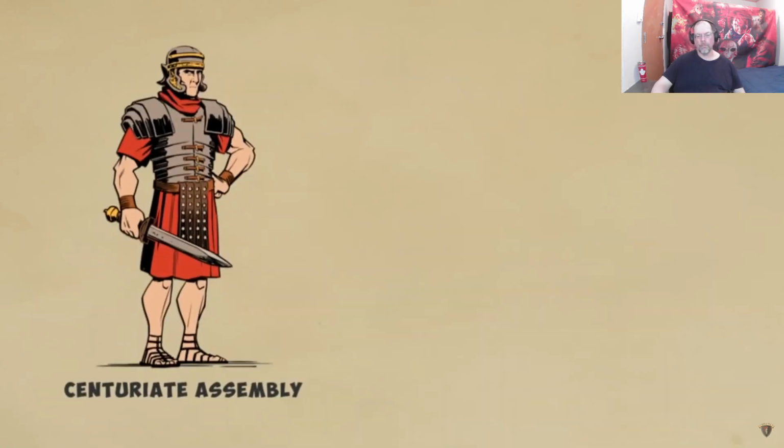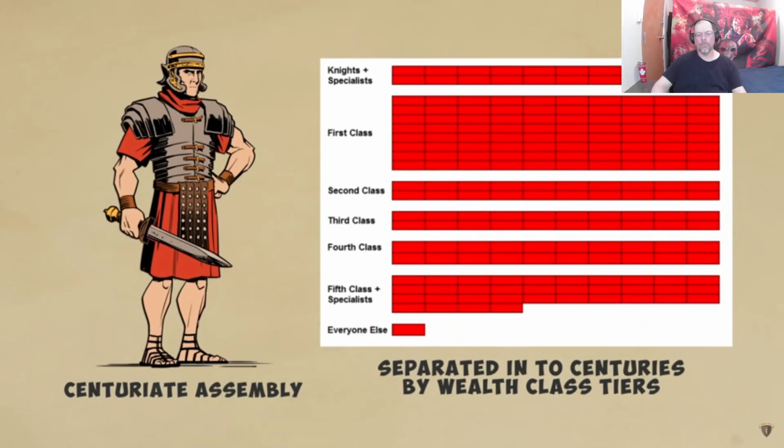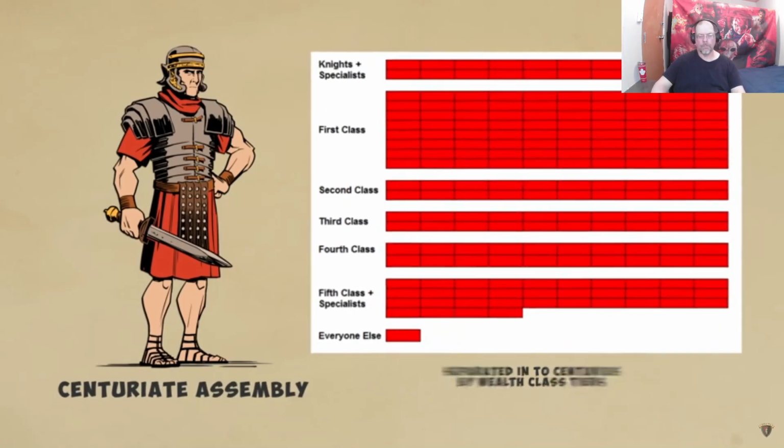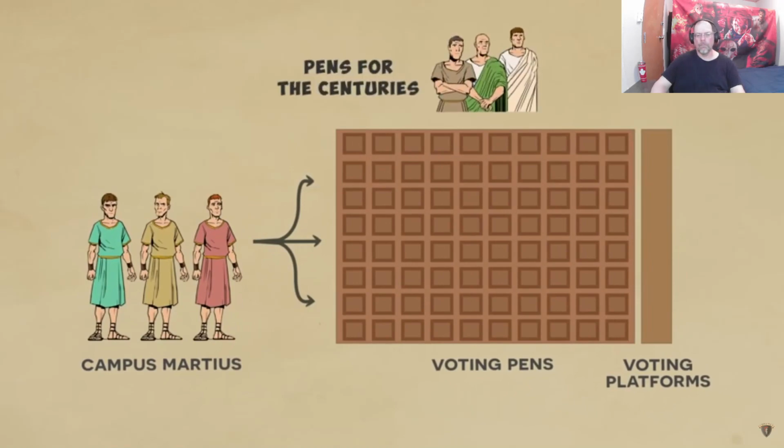The Centuriate Assembly gathered and voted in a slightly different manner. As we mentioned, they were split into centuries, each located within wealth class tiers. Upon entering the voting structure, they would gather within fenced pens allocated for their centuries. Unlike the Tribal Assembly, the Centuriate Assembly actually voted sequentially rather than all at once.